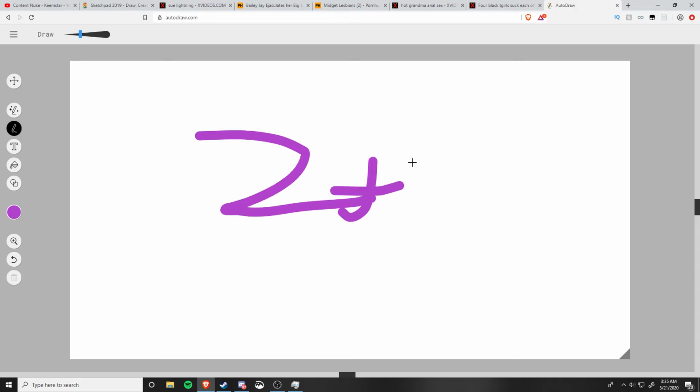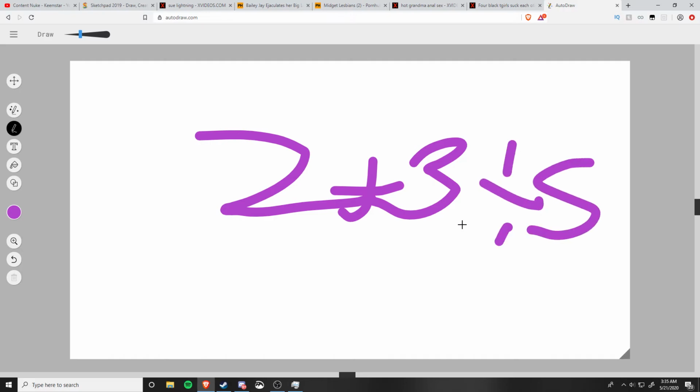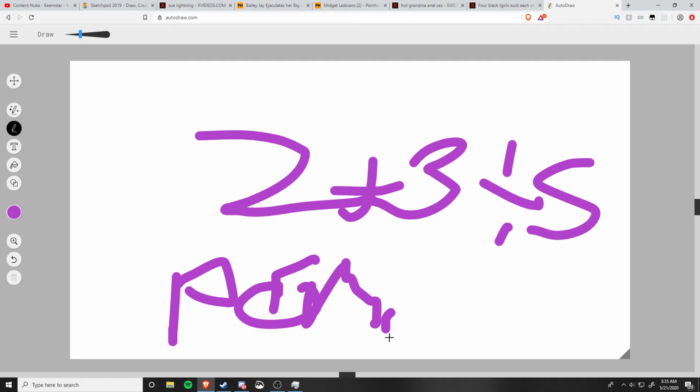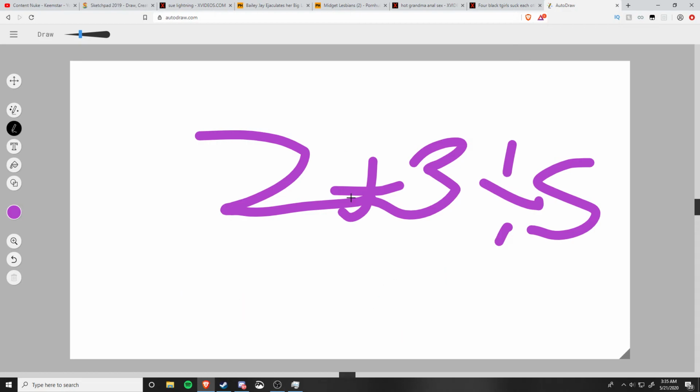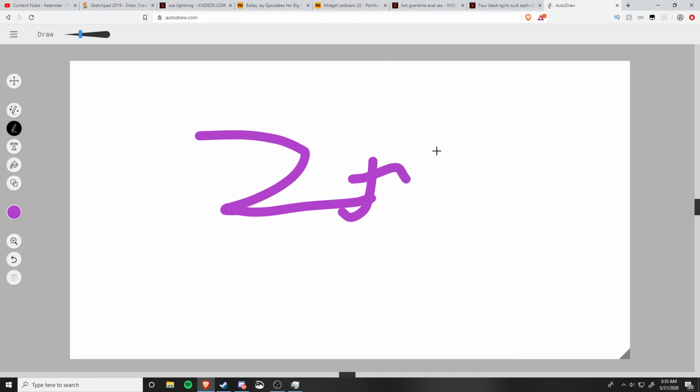So let's say I got different symbols. I got 2 plus 3 divided by 5. So here we got PEMDAS. Okay, that's PEMDAS. That means do it in a certain order. So we do this one first. Hold on, let me change that number. I don't want to do this. 2 plus 4 divided by 1. Okay, there we go. That's a much better one.